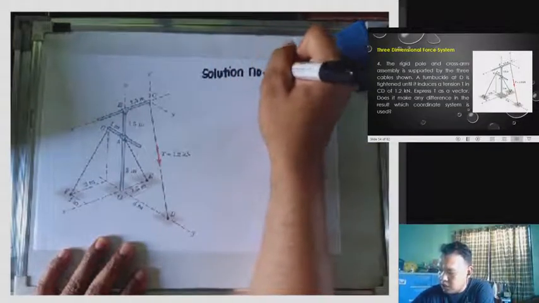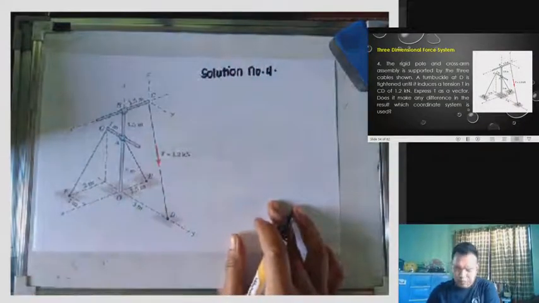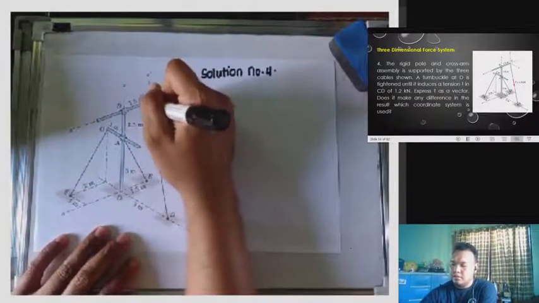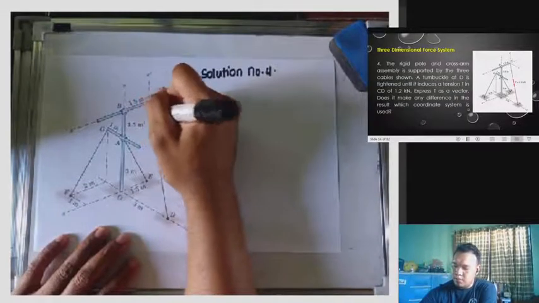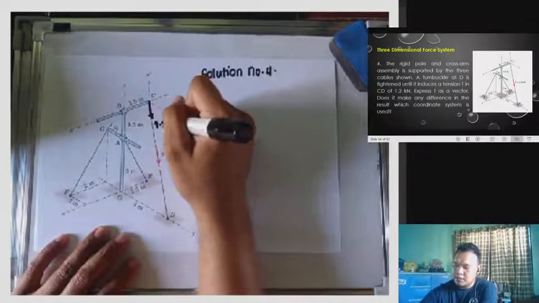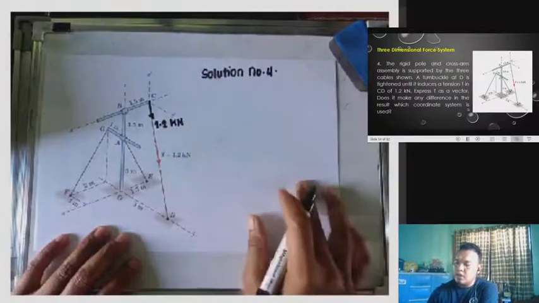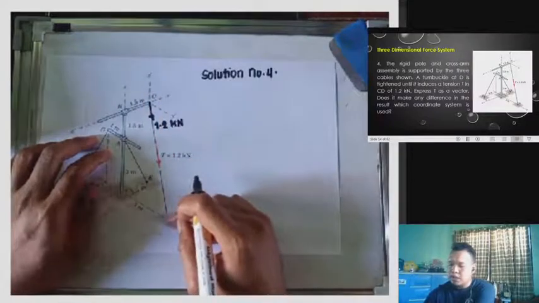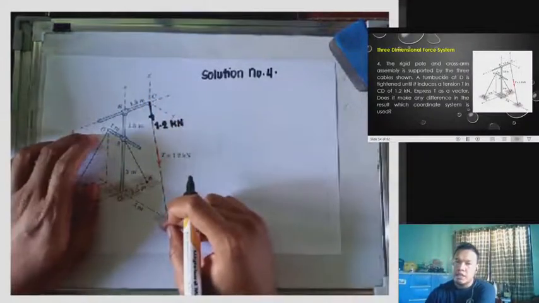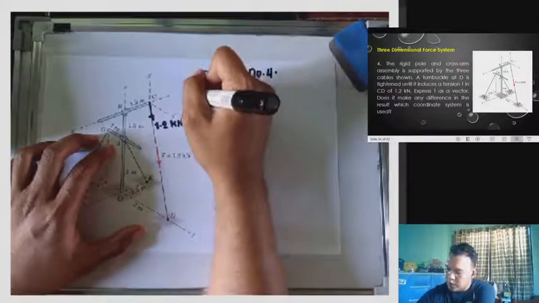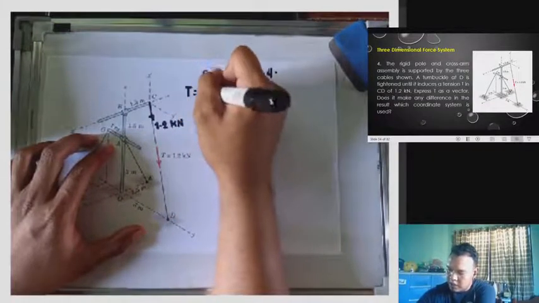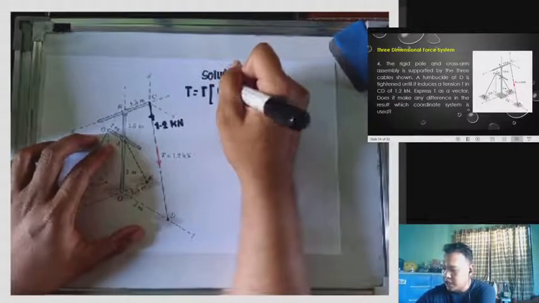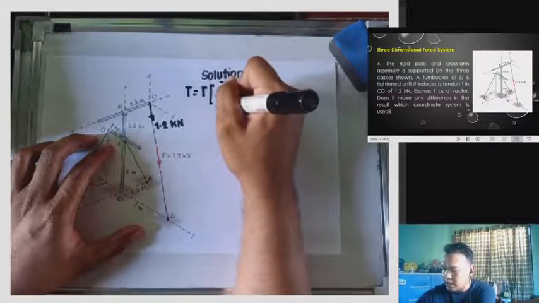Number 4. Okay, so let's assume nandito po tayo sa point na to. Diyan po yung 1.2 nag-a-up. Okay, so to get the value, we have here C to D. T is equivalent kay T multiplied by segment CD all over line CD.